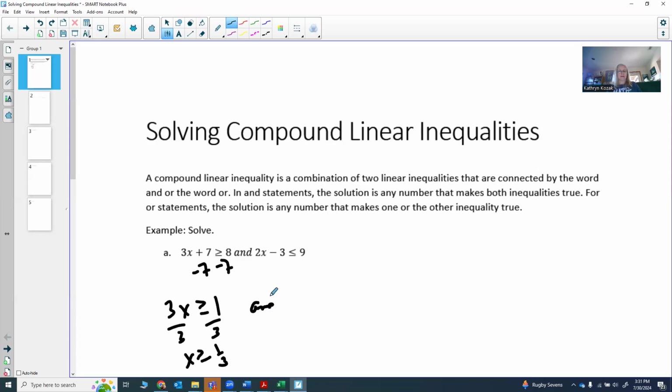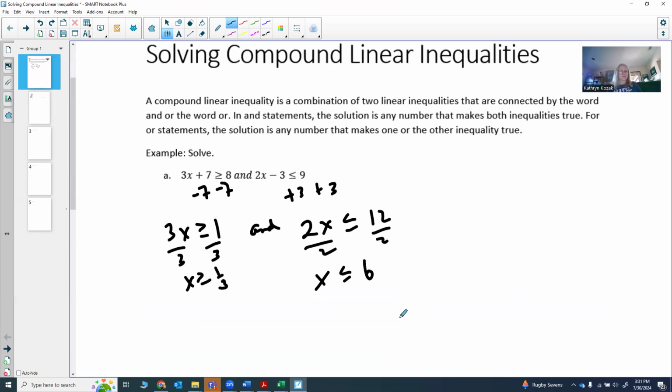And in the other one, add 3 to both sides. So 2x is less than or equal to 12. Then divide both sides by 2, and x is less than or equal to 6. And in between. So the solution is x is greater than or equal to 1/3, and x is less than or equal to 6. So this is saying that x is greater than or equal to 1/3 and less than or equal to 6. So 1, 1/2, 2, 3, 5.9, and others make both true.